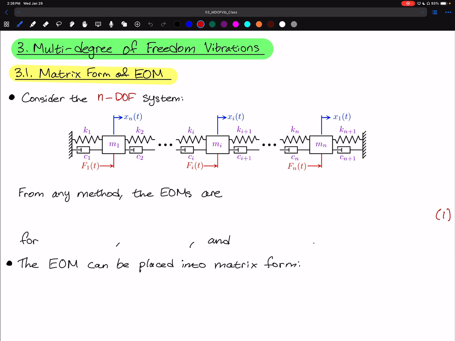All right, so we're starting with multi-degree of freedom vibrations here. We're going to consider first the matrix form of the equation of motion. We're now going to be considering an n degree of freedom, simple mass spring damper system, but n degrees of freedom rather than just a single degree of freedom previously.